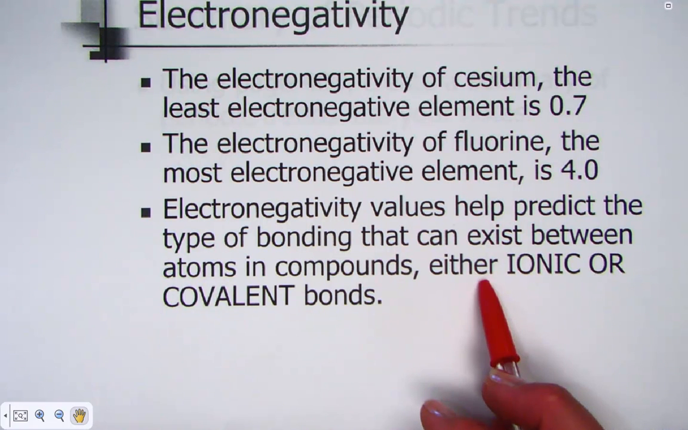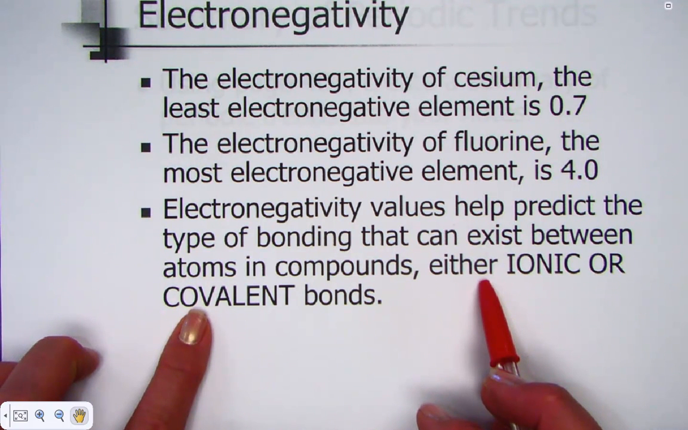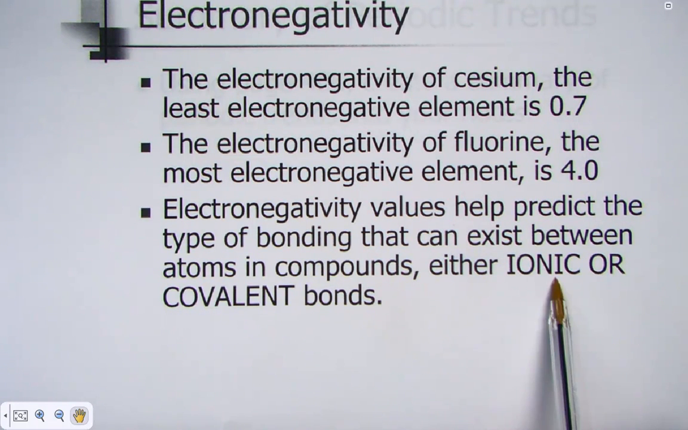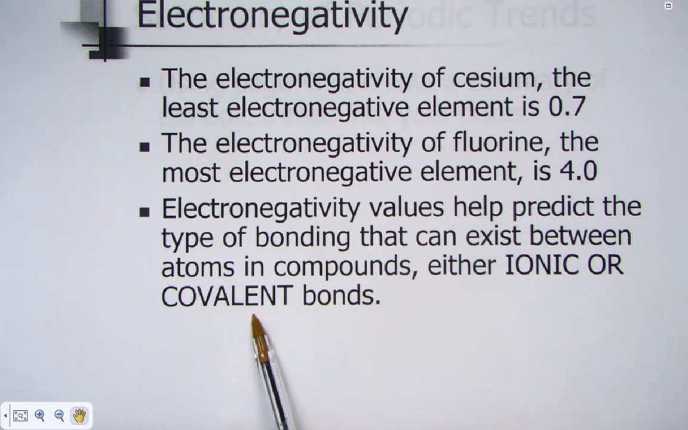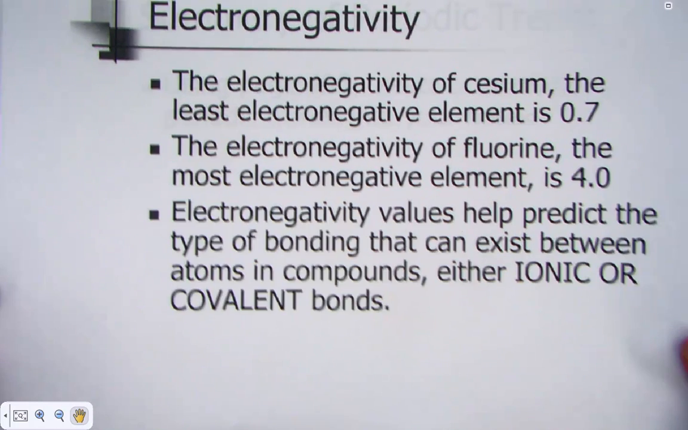This will allow us to predict the type of bonding that can exist between atoms and compounds and define that as either ionic, which we've learned is electron transfer, or covalent, which we've learned is sharing of electrons. This allows me to seed the very next unit we get to in AP Chemistry, the bonding chapter. So that's coming up in our class in the fall.